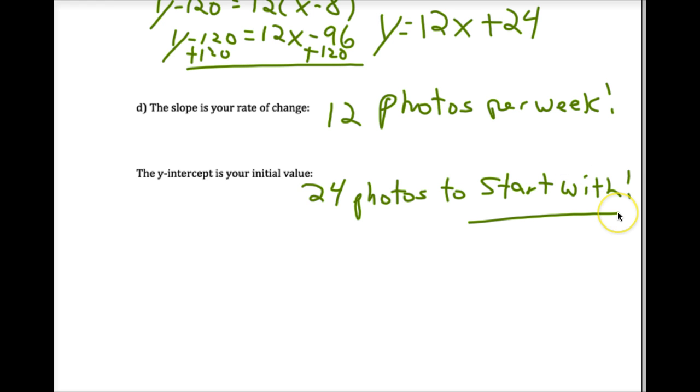Rocco started with 24 photos and then saved 12 per week. Wait, what if he had this plan 2 weeks ago? So then it's going in order. But then it would have been 10 weeks in. 120. All right, last problem.